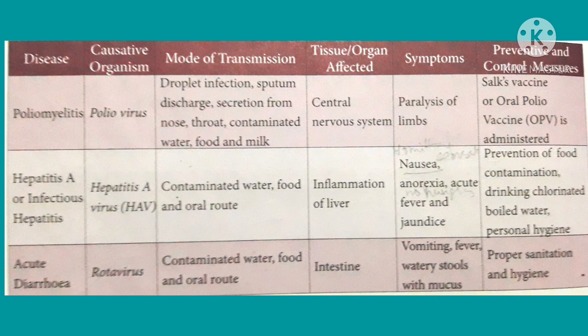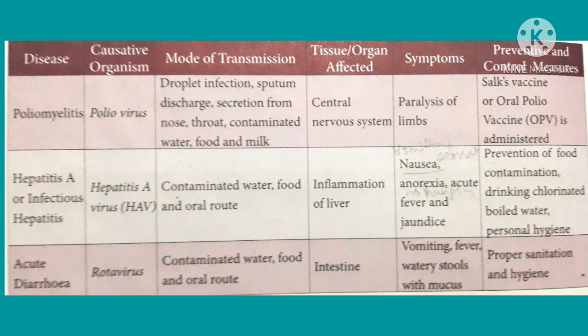Second one, hepatitis A or infectious hepatitis. Causative organism: hepatitis A virus. Mode of transmission, how it will enter our body: contaminated water, food and oral route. So oral route means through mouth. Okay. Then organ affected: inflammation of liver.